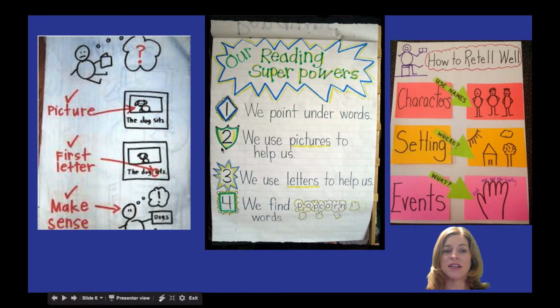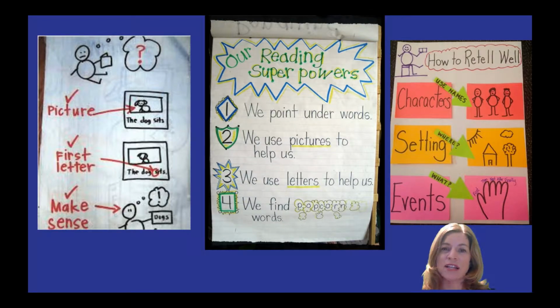So you can see that we have a chart here where we're giving clues for kids to look at the picture, to look at the first letter of the word, and then to ask themselves, does that make sense? We also have a kindergarten unit where kids are super readers, and there are skills, superpowers that readers have: the one-to-one correspondence of pointing under words, using pictures, using letters to help them, and popcorn words, which are high-frequency words.